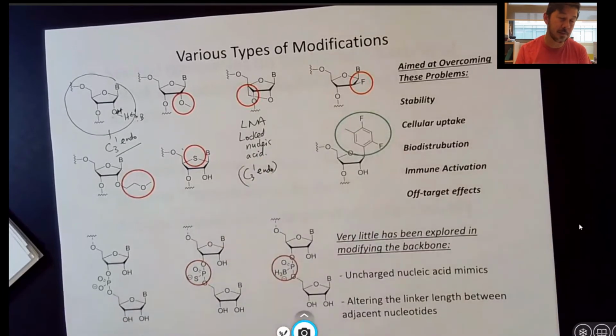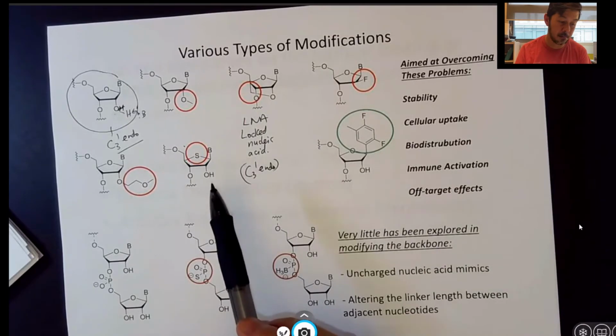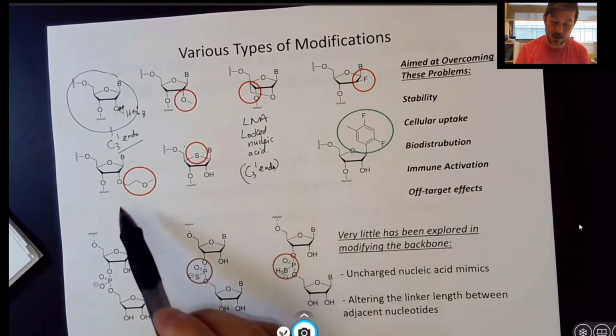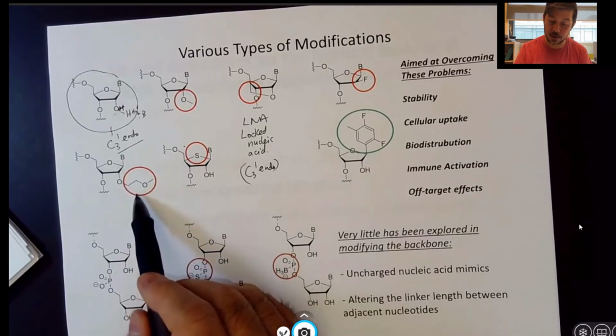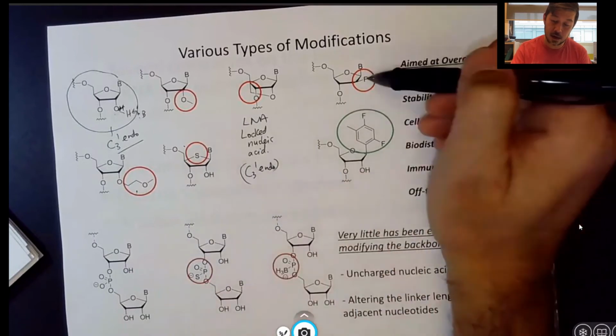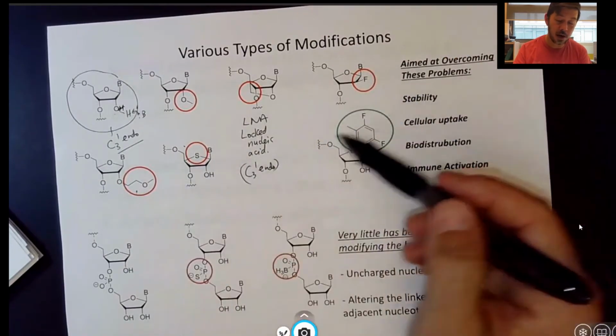So it can't flip out to a C2' because it's actually in a constrained ring system. Some other interesting modifications, this is a 2' O-methoxyethyl group that we studied earlier. This had some utility with things like antisense, and this here is a fluorinated derivative. So these are just some highlights.